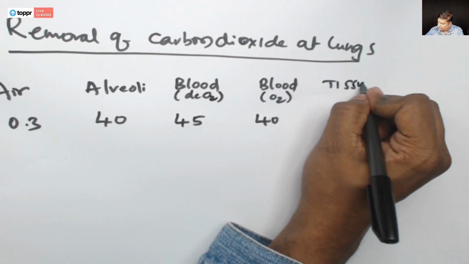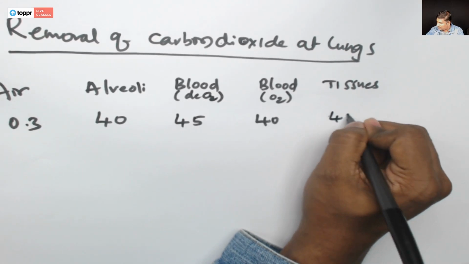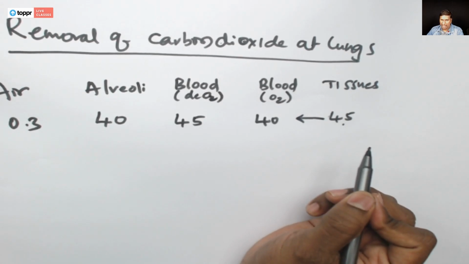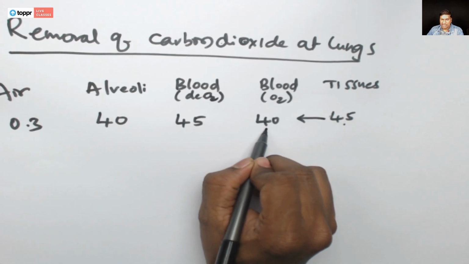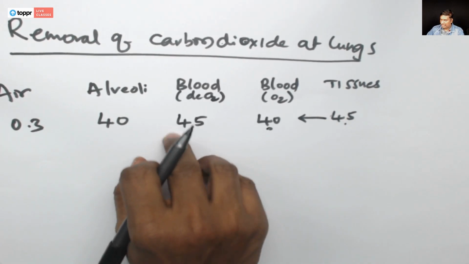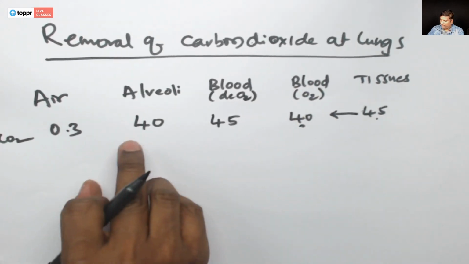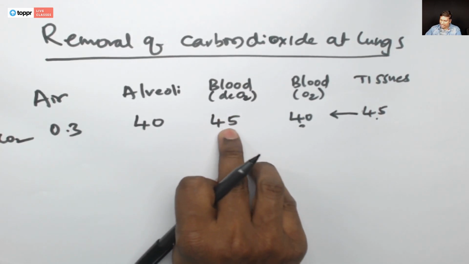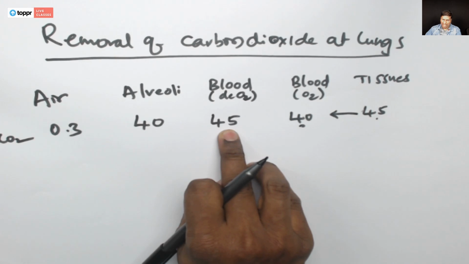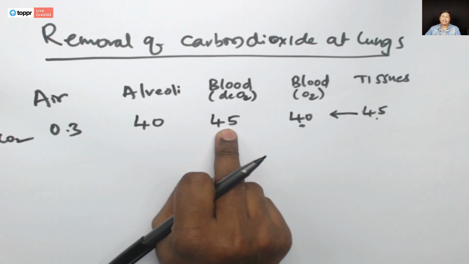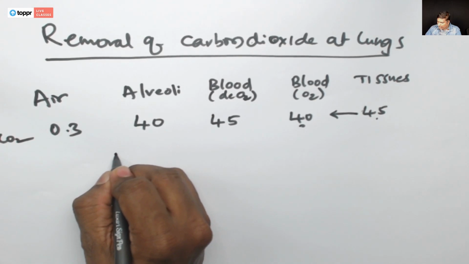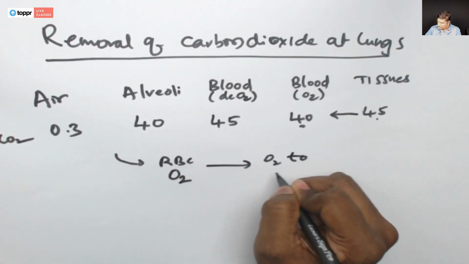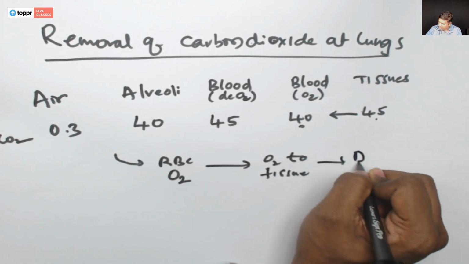And in the tissues, it is 45. Since it is high in the tissues, it is able to diffuse into the blood plasma. Now in the blood plasma, you have two different categories, the deoxygenated blood and the oxygenated blood. And finally in the alveoli, it is still 40 mm of Hg. Now in the deoxygenated blood, it is higher. When there is no oxygen bound to the hemoglobin, in other words, when the RBC binds oxygen and delivers oxygen to tissues, it becomes deoxygenated.